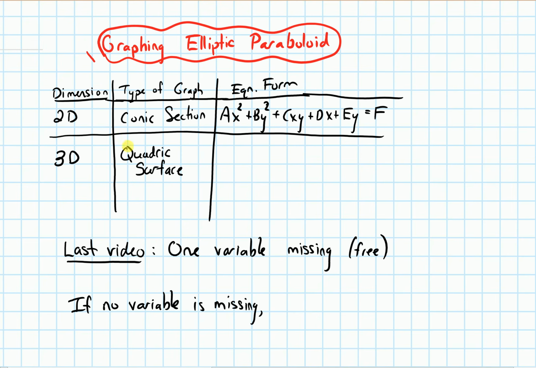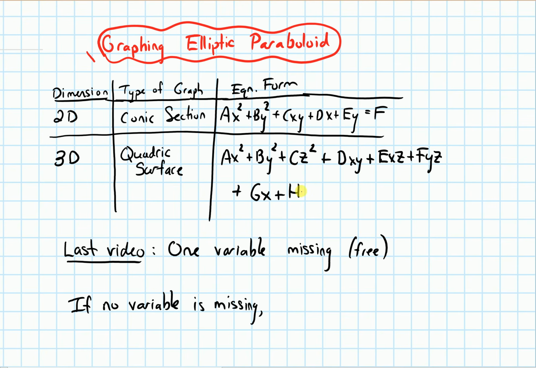And the equation of a quadric surface looks like ax squared plus by squared plus cz squared. And then you could have all the mixed terms, so with two different variables together. So dxy plus exz plus fyz, so all of those terms. And then you could have terms that just have the individual variables by themselves, like gx plus hy plus iz. And this whole thing might be equal to some constant on the other side, so equal to some constant j.